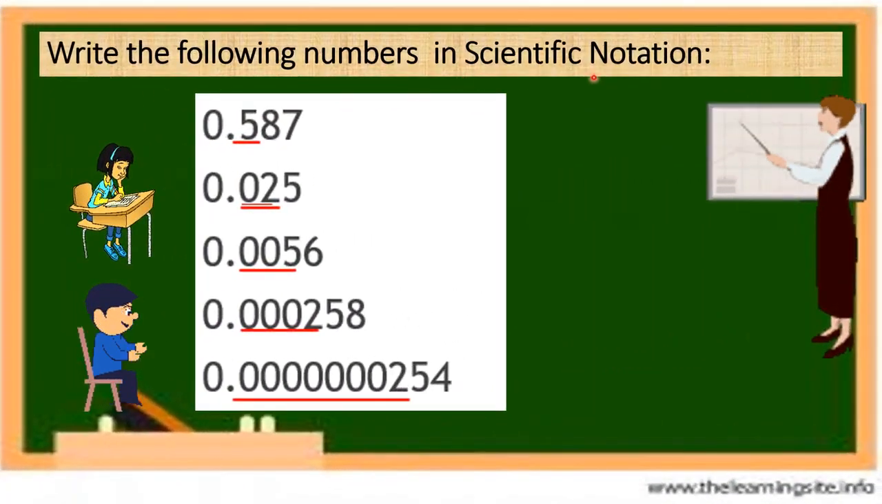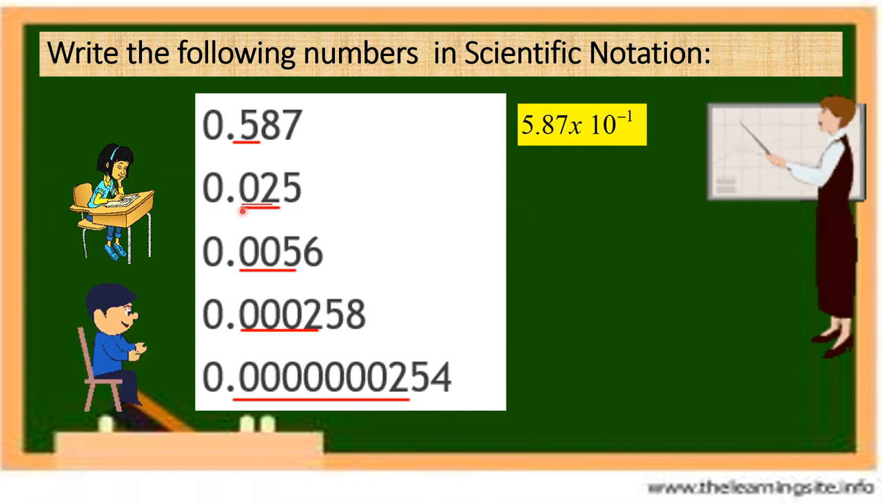We need to write the following numbers in scientific notation. Notice that all the numbers in the given are less than 1. If the numbers are less than 1, we have a negative exponent. What is the first non-zero digit? The first non-zero digit is 5, so we'll be placing the decimal point between 5 and 8, and we count the number of digits to the left. So we have 1, so the answer is 5.87 times 10 raised to negative 1.